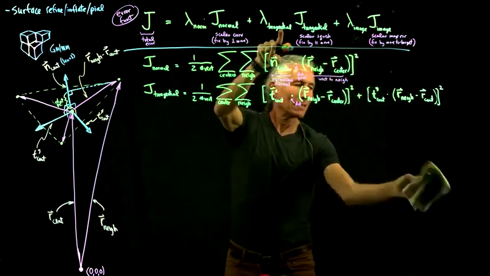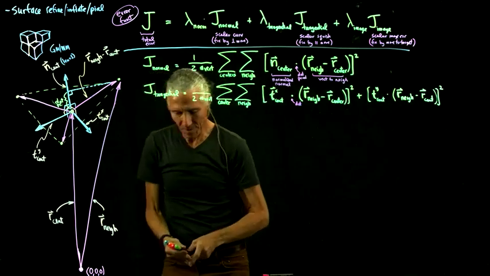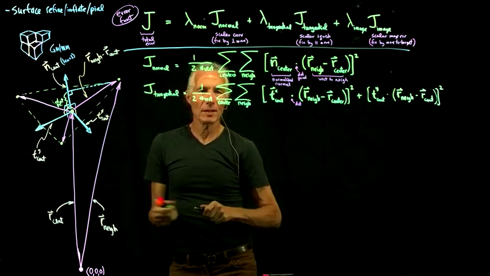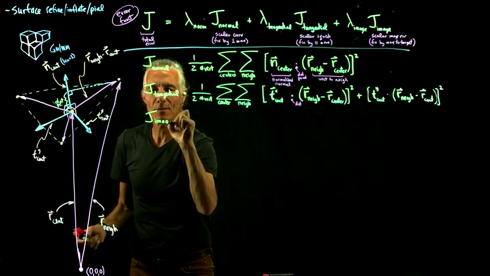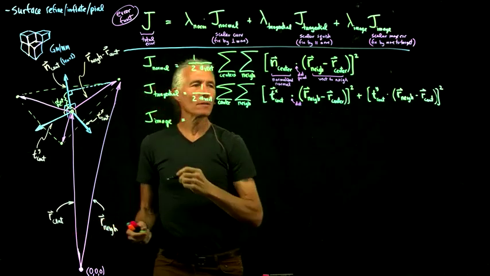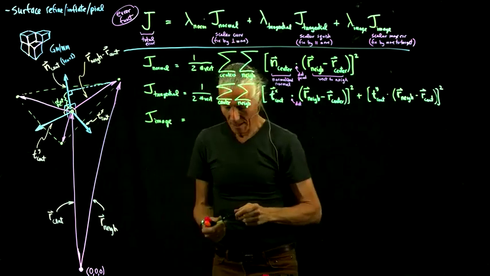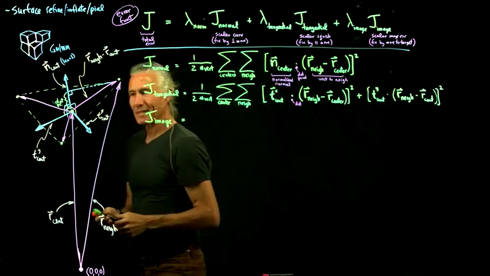Okay, so that's our tangential error, so that thing goes up into here. And so then finally, we have to calculate the image error. And so the image error is a slightly different thing. So now we've got an image.